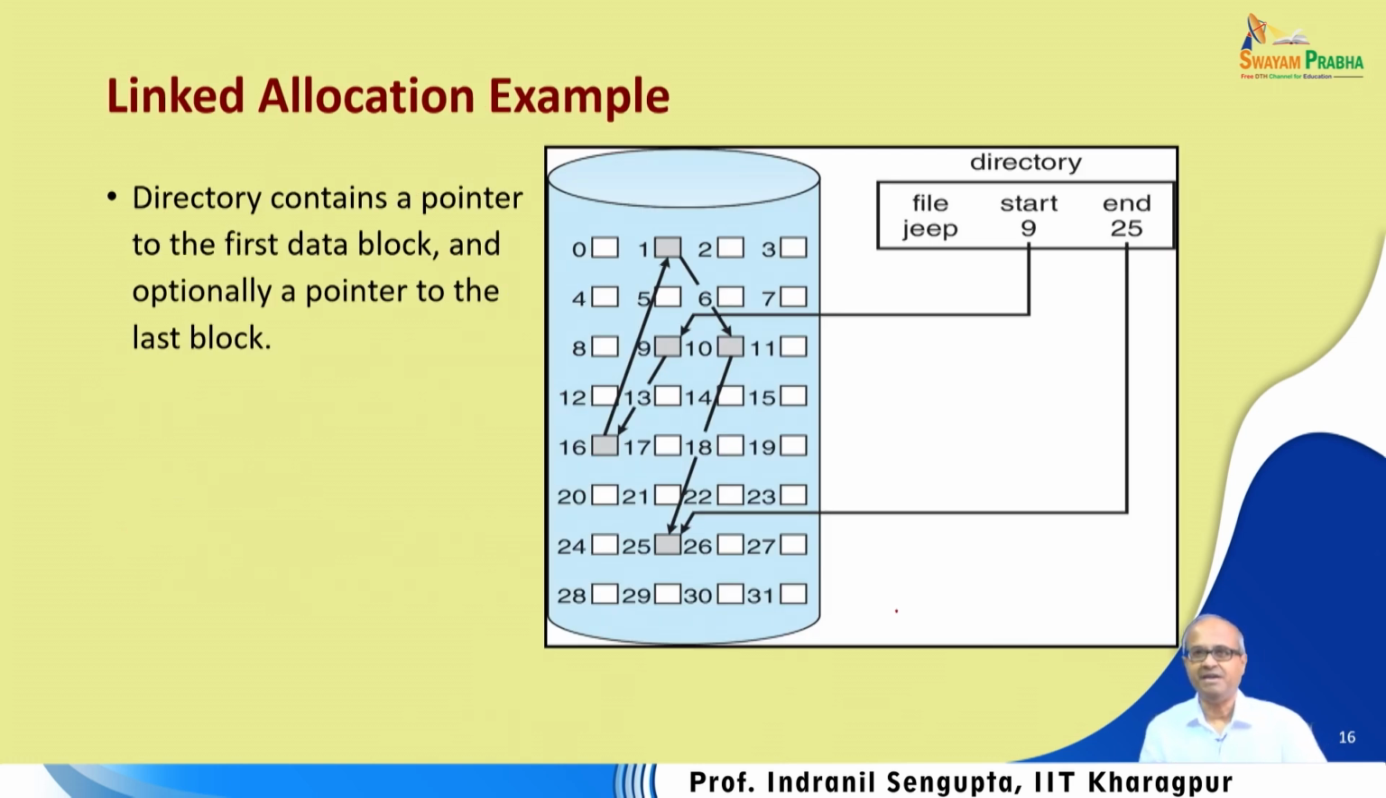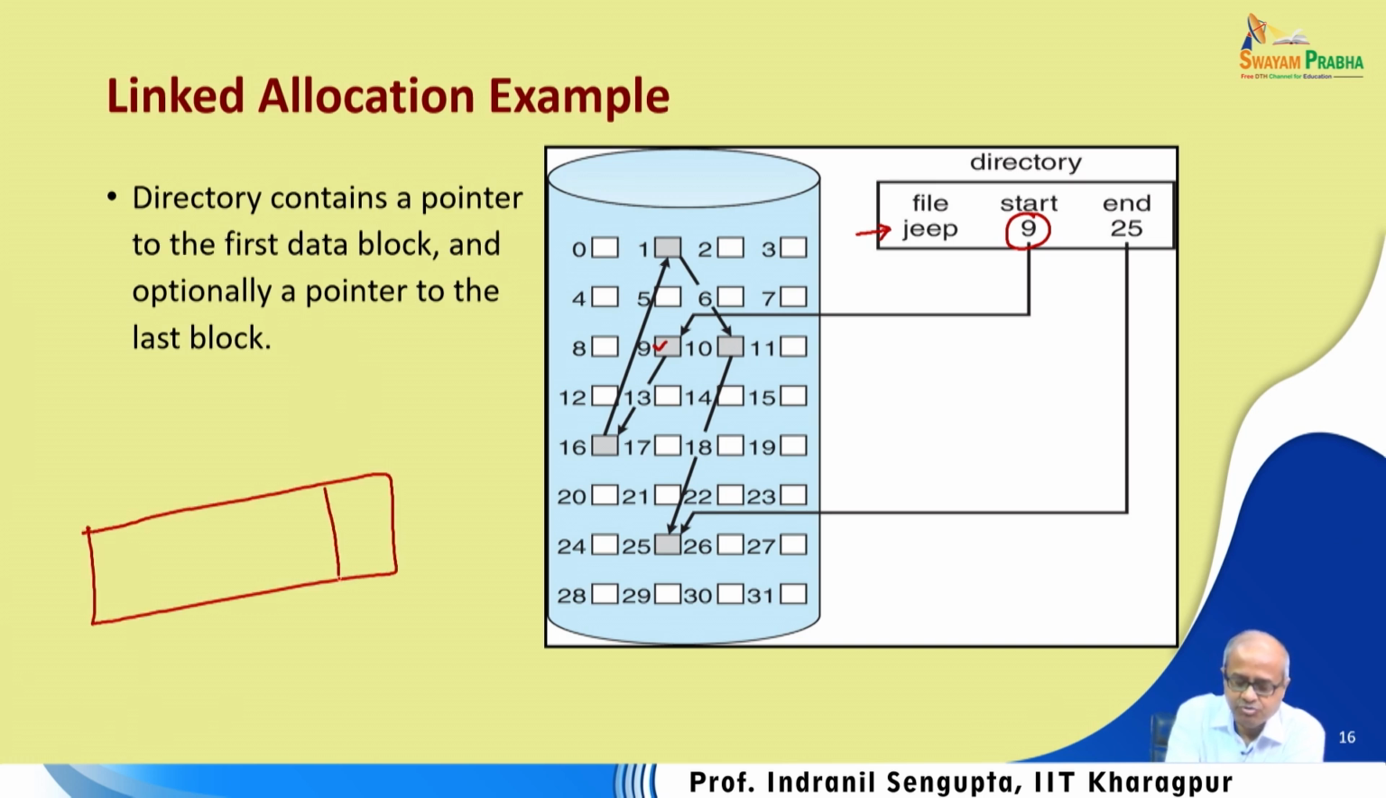Let us see this diagrammatically. Here in the directory I am only showing one particular file, called zip, and there are two entries for the file, start and end. End is optional, you may or may not keep it, but start is important. I am saying the starting block number is 9. From here I go to block number 9. As I said, in every block there will be data and also a pointer pointing to the next block. In 9 there will be a pointer pointing to the next block, which is 16.